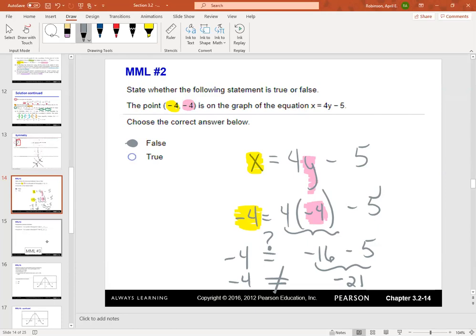Any questions on that? I can't see the chat box because I kind of closed everything out. So if you have a question, you're gonna have to pipe in. You're gonna have to unmute yourself. All right.